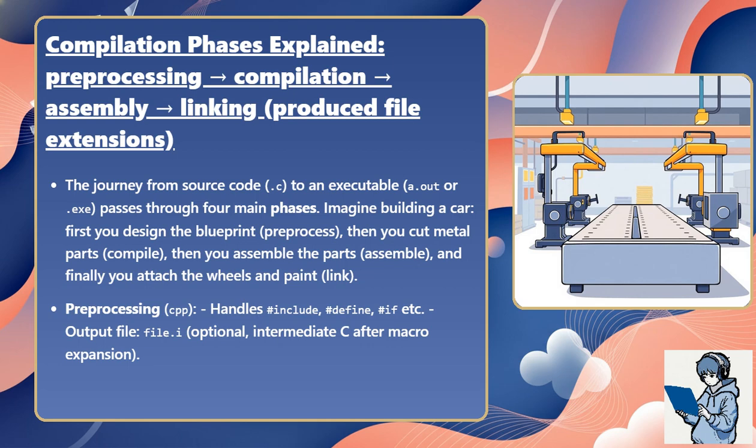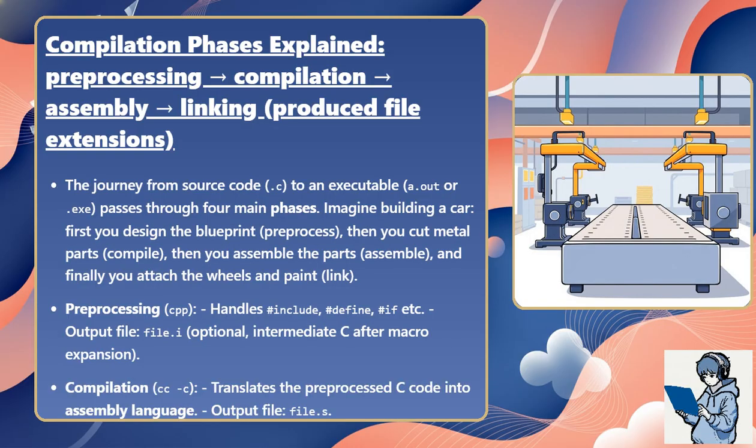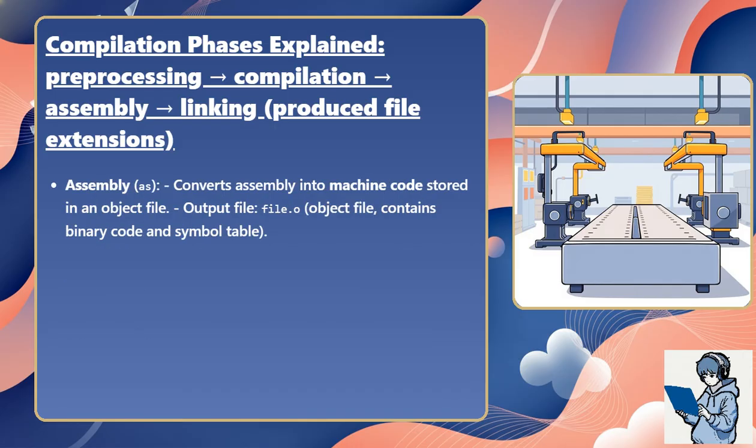Preprocessing (cpp) handles #include, #define, #if, etc. Output: file.i, an optional intermediate C file after macro expansion. Compilation (cc1) translates the preprocessed C code into assembly language, output file.s. Assembly (as) converts assembly into machine code stored in an object file. Output: file.o, an object file containing binary code and a symbol table.